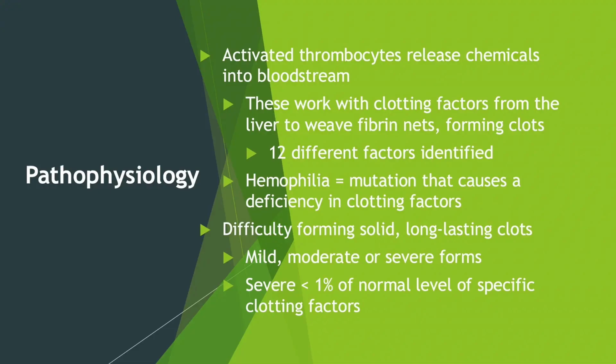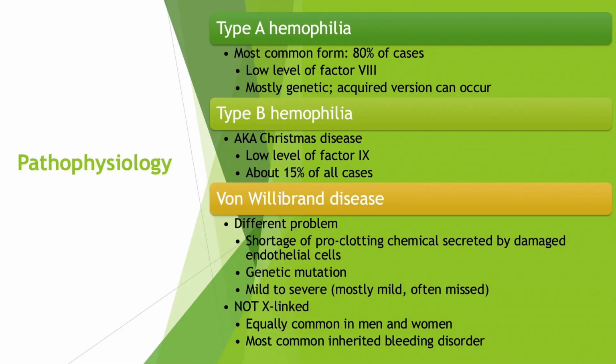Hemophilia comes in mild, moderate, or severe forms. The severe form is defined as having less than 1% of the normal level of specific clotting factors. There are 3 main types of hemophilia. Type A hemophilia is the most common form. It involves a low level of factor VIII and is mostly genetic, though an acquired version can occur. Type B hemophilia, also known as Christmas disease, involves a low level of factor IX and accounts for about 15% of all cases.